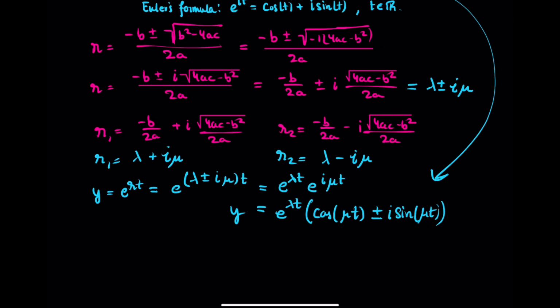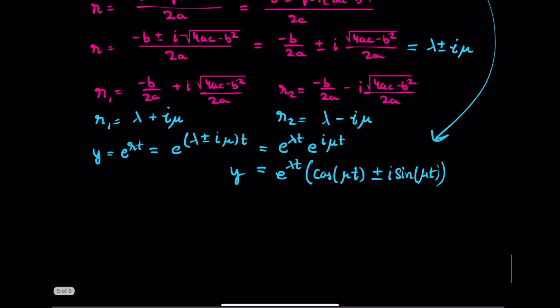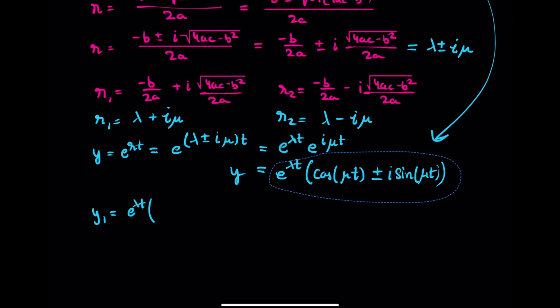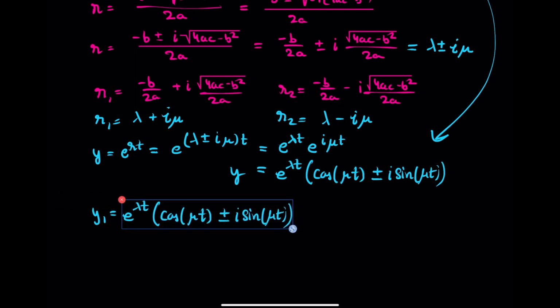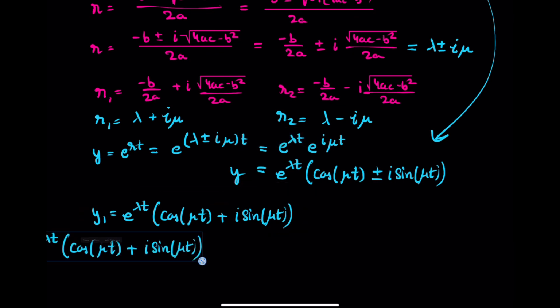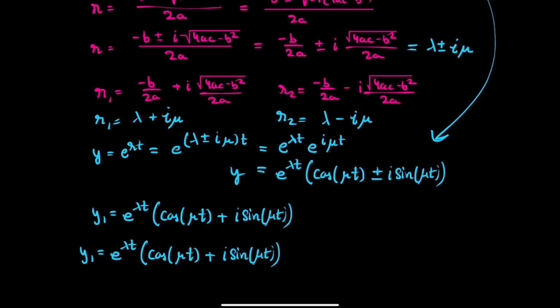These solutions, y1 and y2, form a fundamental set of complex valued solutions. So if I write this out, y1 is e to the lambda t, and I'm going to copy all this. So y1 you could write with the positive, and y2 we could write with the negative. Okay, so that's y1 and y2.